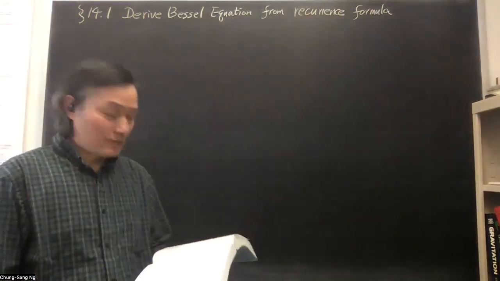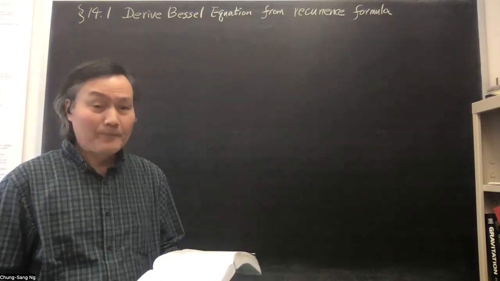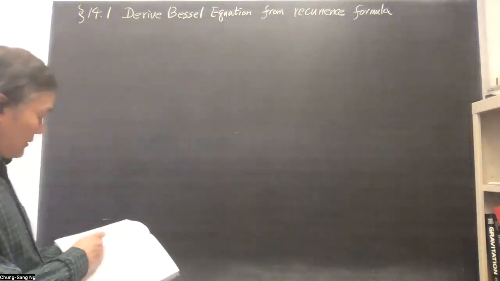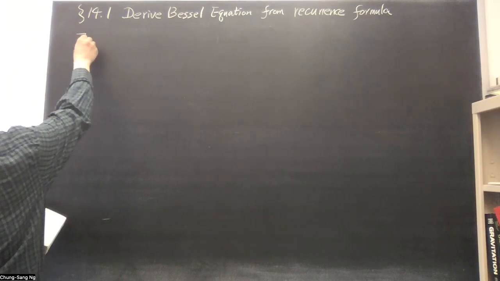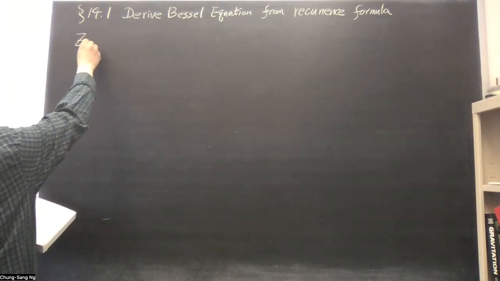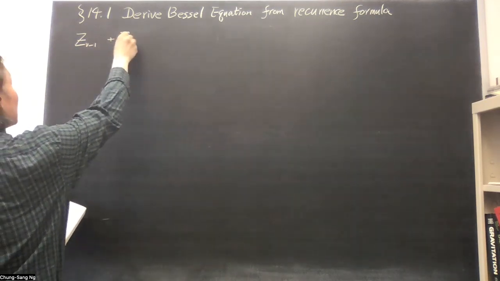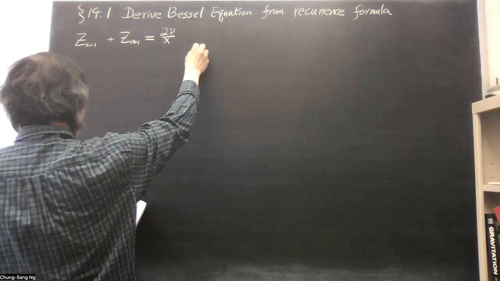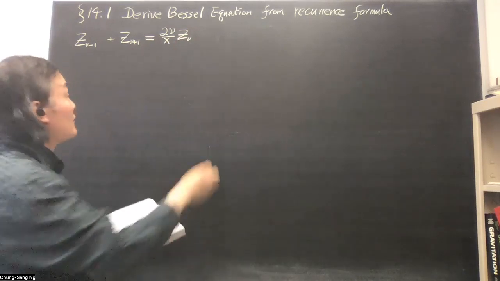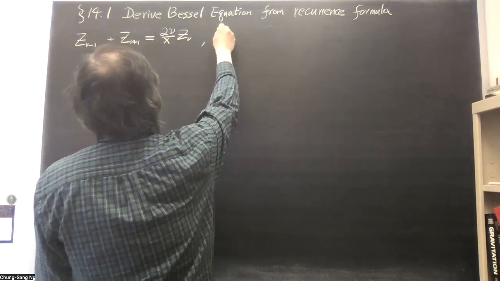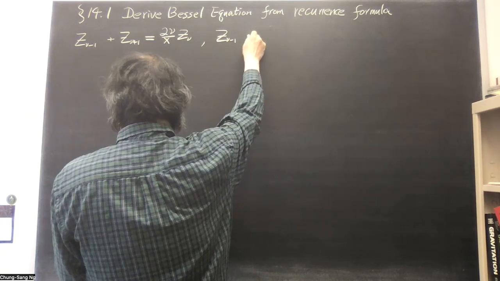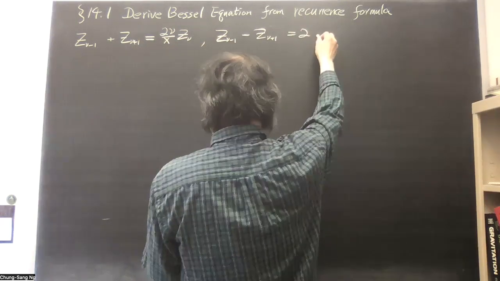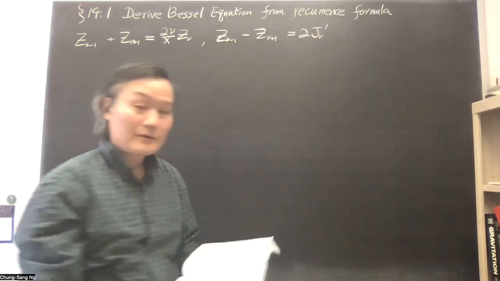Now we're using the notation Z for general Bessel functions: Bessel function, Neumann function, Hankel function, for integer or non-integer order. So that's 14.7: Z sub nu minus 1 plus Z sub nu plus 1 equals 2 nu over x times Z sub nu. That's the first one, and then there's the second one: Z sub nu minus 1 minus Z sub nu plus 1 equals 2 times the derivative of Z sub nu.